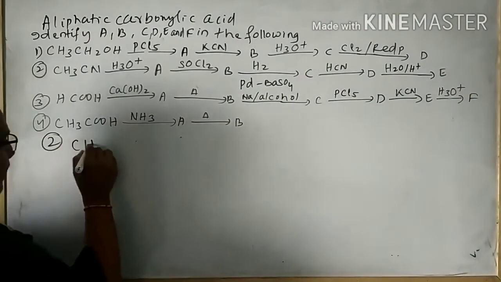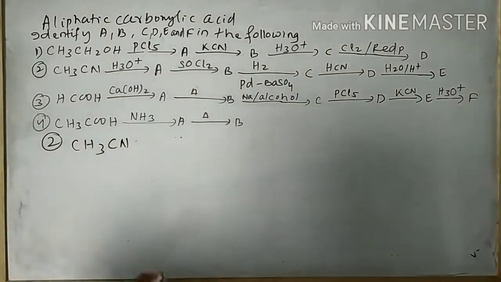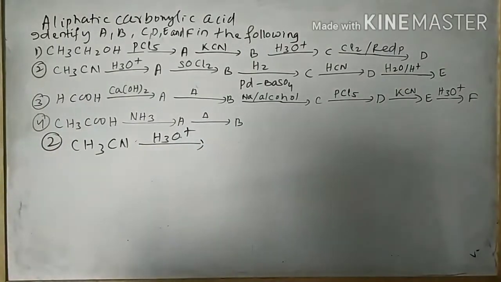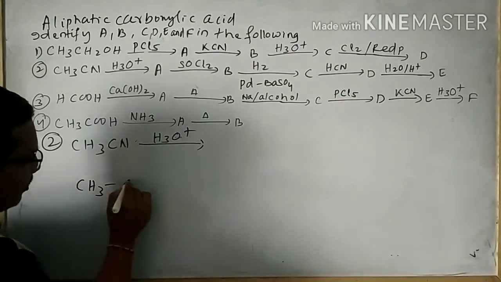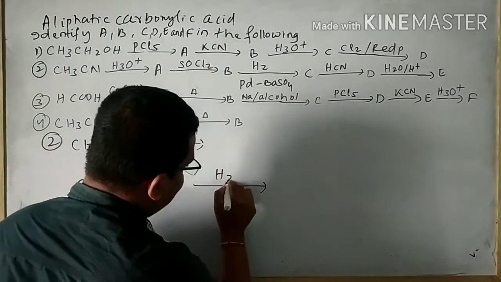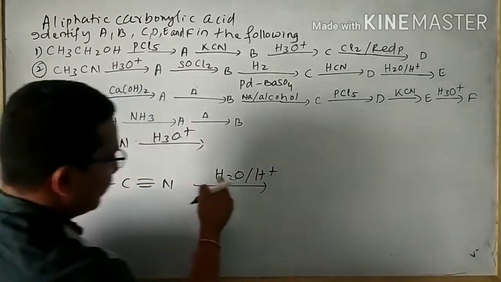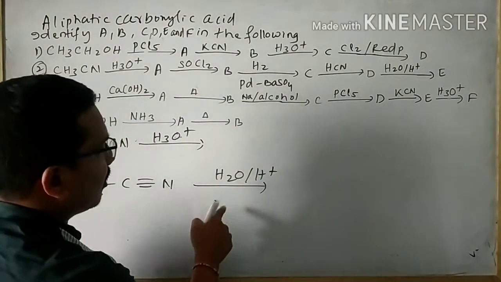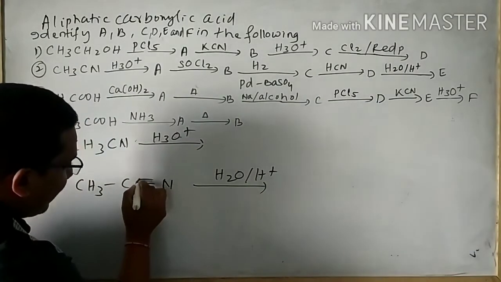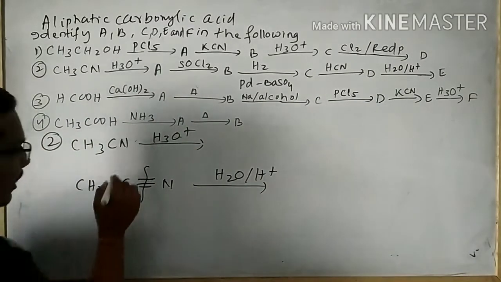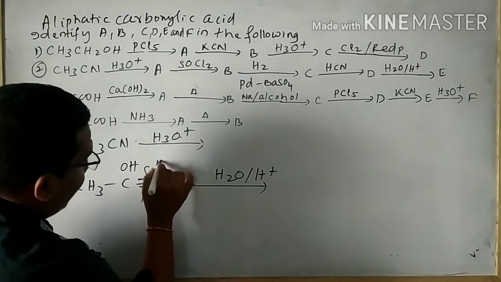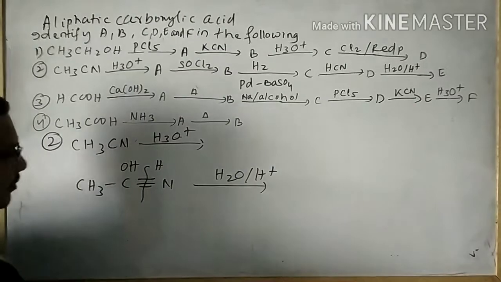Here CH3CN is given and it is subjected to reaction with H3O plus. The structure of CH3CN is like this. It is subjected to acid hydrolysis, meaning H2O/H plus. You can also write H3O plus, or you can write H2O slash H plus. Now I will break a pi bond here and give OH to this carbon atom and I will give the hydrogen atom to this nitrogen atom.